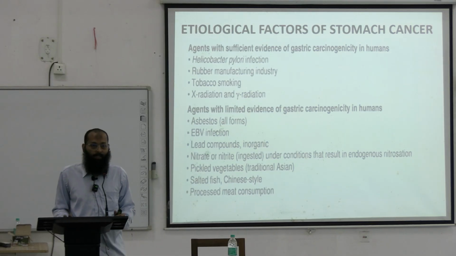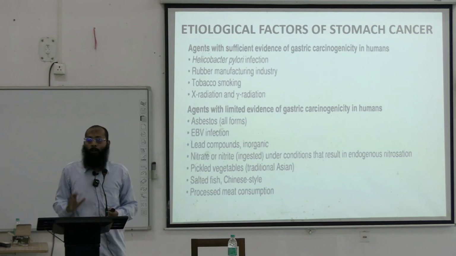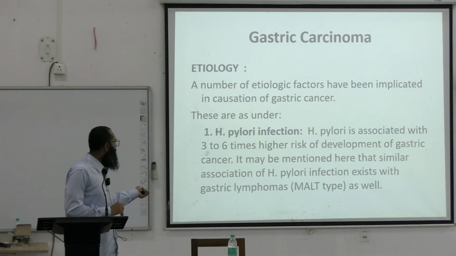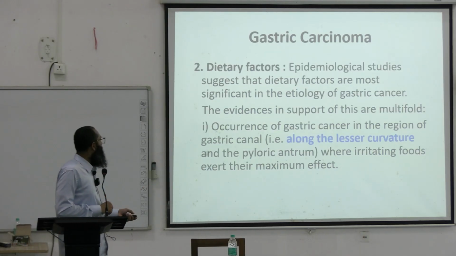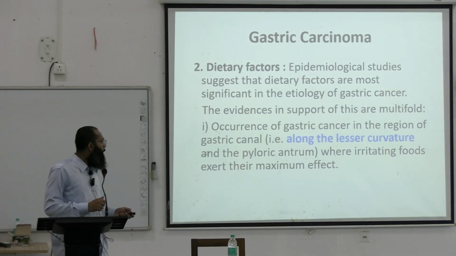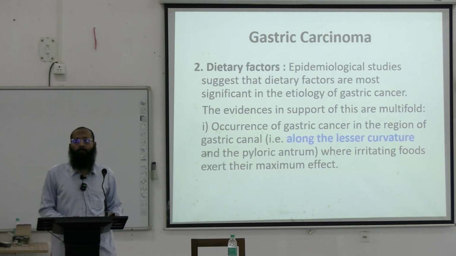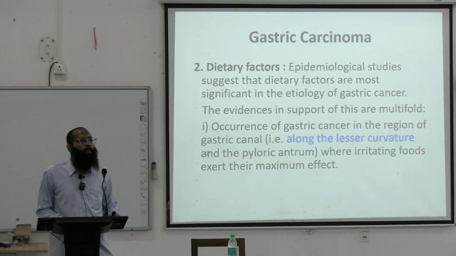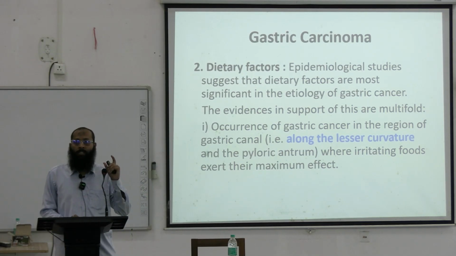Yes, smoked fish is also a reason. So these are the etiological agents for gastric cancer. Now, I have already explained H. pylori. Okay. Next one, dietary factors are also there. What are the diets which are harmful for our stomach? First of all, smoked fish. Any smoked food is actually harmful for our stomach health.